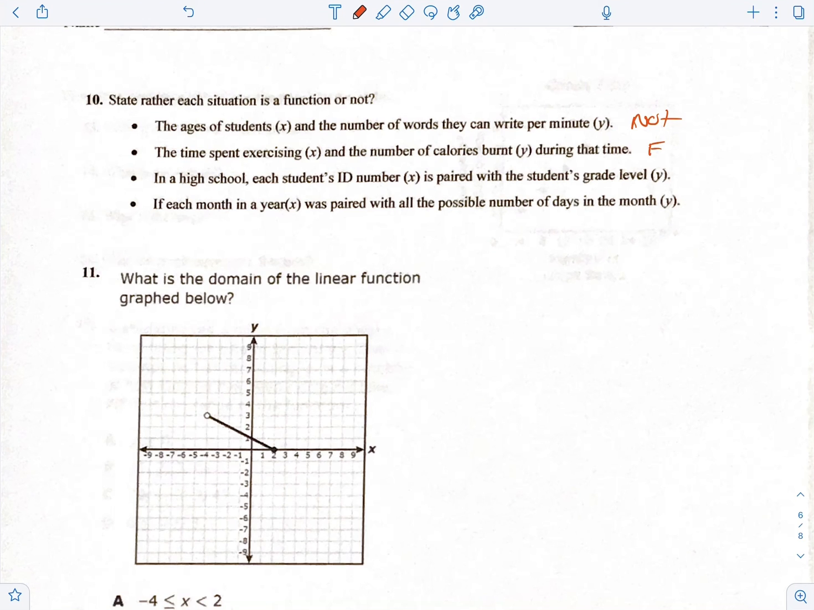In a high school, each student's ID number is paired with the student's grade level. Student ID number is independent. It's not going to repeat. So this is a function. If each month in a year was paired with all the possible number of days in the month, I think that's not a function. Yeah, because the months would repeat.